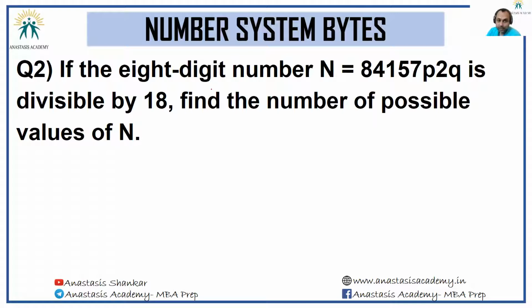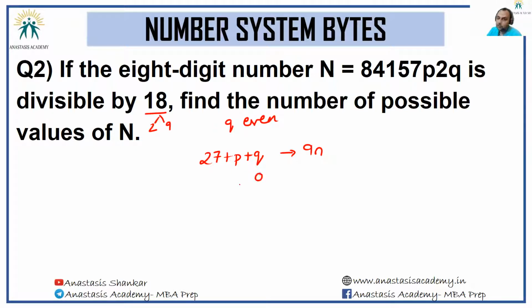Next, if the 8-digit number n is divisible by 18, find the number of possible values of n. If a number is divisible by 18, it is divisible by 2 and it is divisible by 9. For it to be divisible by 2, q is even. Let us look at the sum of the digits of the numbers that we have right now: 9 and 9 and 9. So the sum of the digits is 27 plus p plus q, which has to be a multiple of 9. So let's try and fit in some values where p and q are digits and q is even.